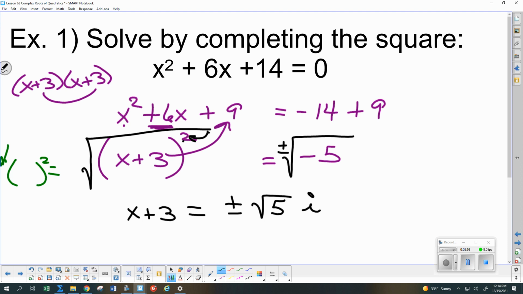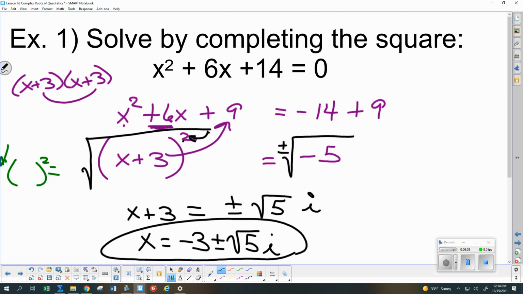Final step, subtract the 3 on both sides. Final answer is -3 plus or minus √5i. Is my I last where it belongs? So I can just circle that, and there's my answer.